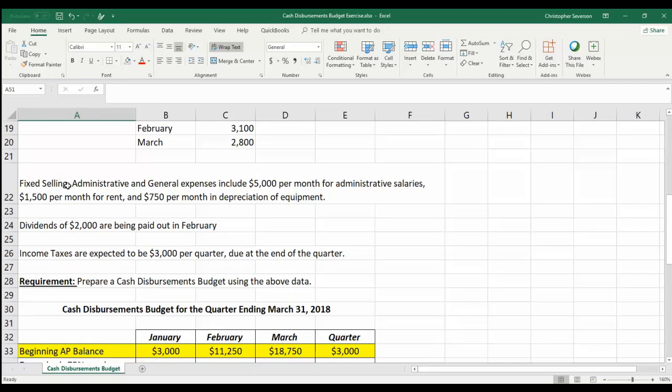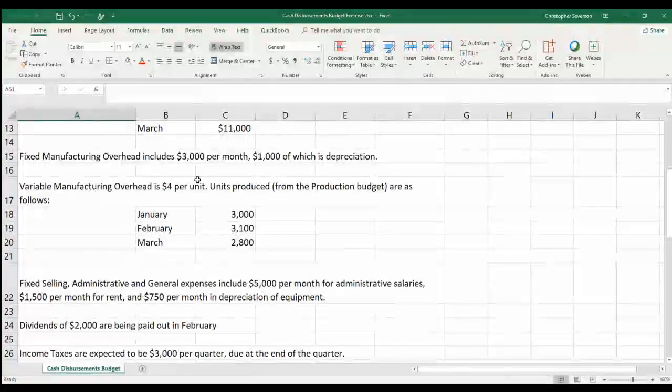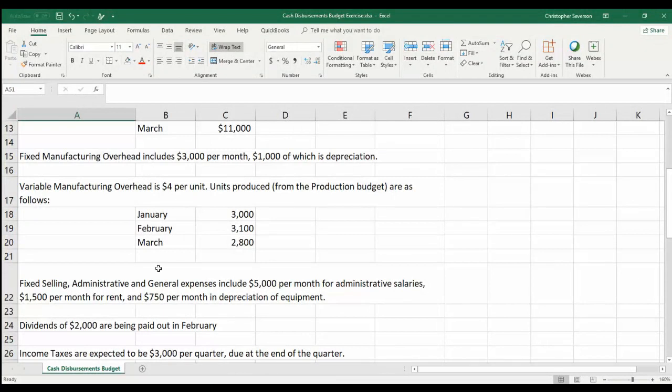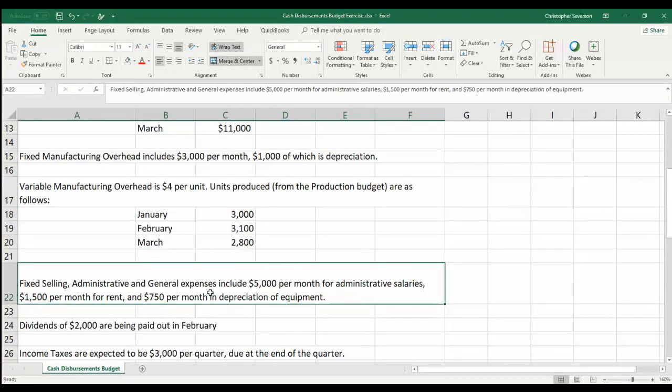If they had variable as well, you'd have to know how they apply variable SG&A overhead. It might be a percentage of the dollar sales. It might be so much per unit sold. They usually don't use hours for that, but you'll need to know, if it were variable, what the cost driver is, and they'd have to give you a set of numbers or quantities for the cost driver. In this case, we just have fixed.